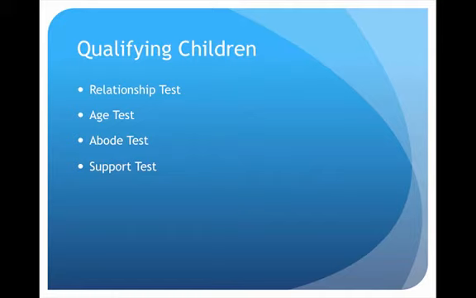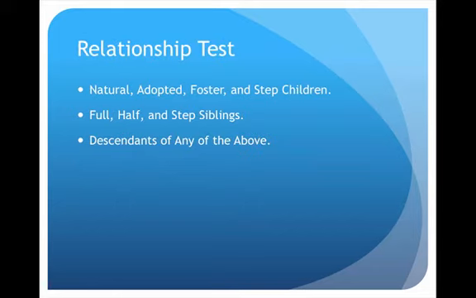And that's the thing that usually confuses people, because the rules are going to be different for that set of rules. So under qualifying children, we're going to have a relationship test, an age test, an abode test, and a support test. And like I said, we're hoping to say yes to all four of these, because a no even to one of them means we would have to then use a different set of rules.